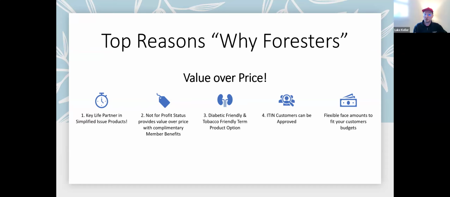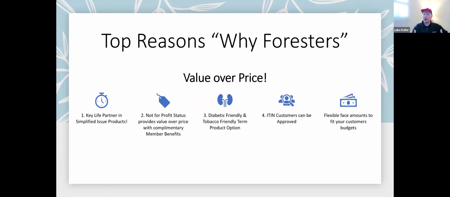So if you're insured with Foresters, with one of our life insurance products, we actually consider that person a member of Foresters Financial. And that gets them access to a full suite of member benefits for free. These are an incredible value add. And I'll highlight a couple of the big ones here in a little bit. But definitely great ways to add value.